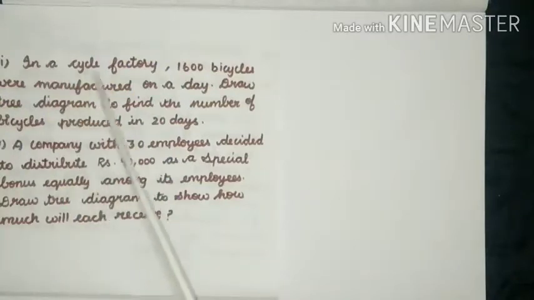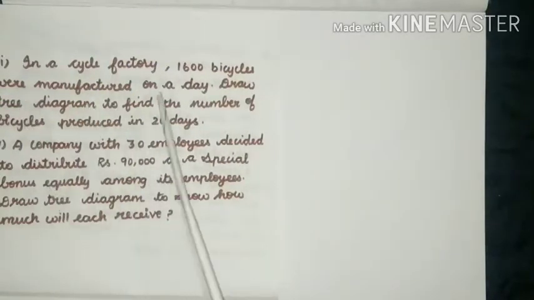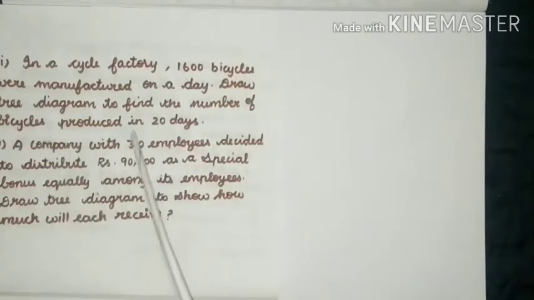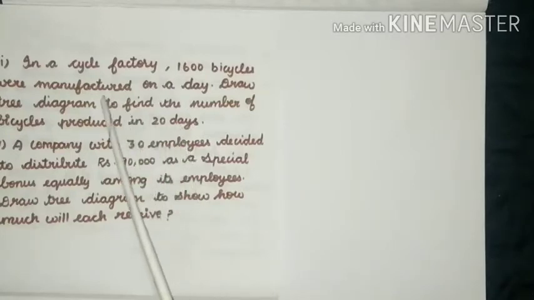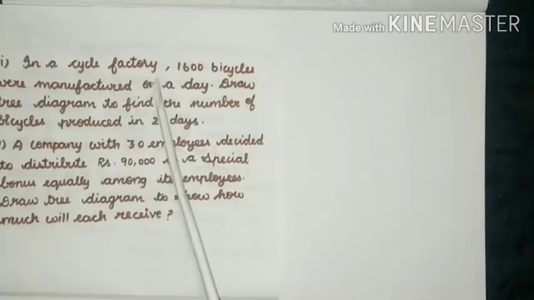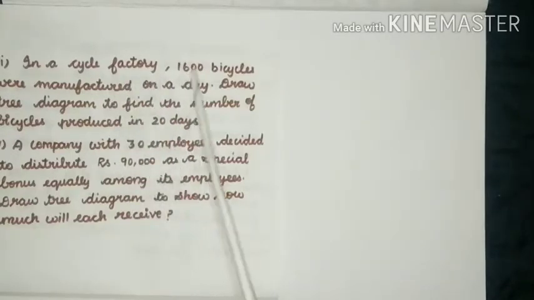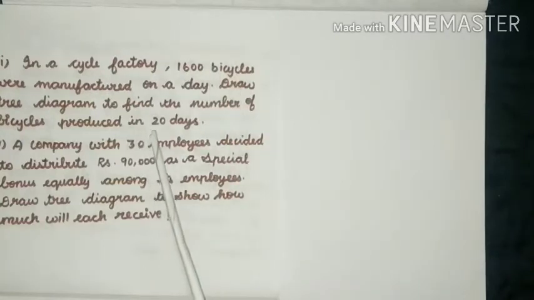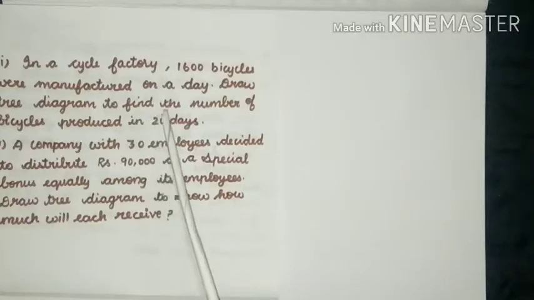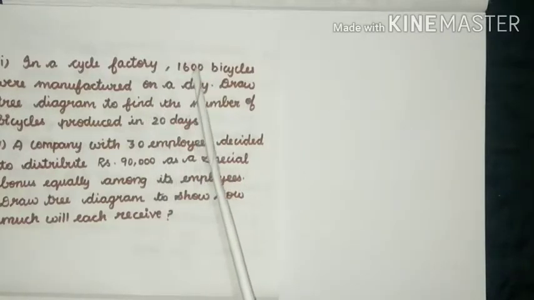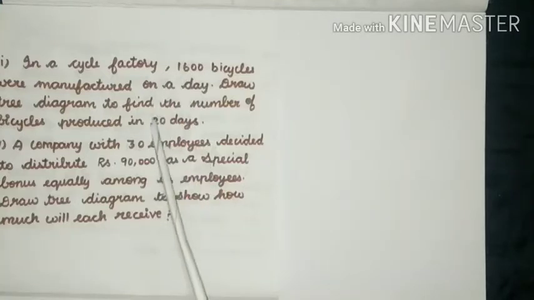Third sum. In a cycle factory, 1,600 bicycles were manufactured in a day. Draw a tree diagram to find the number of bicycles produced in 20 days. See, here the given question is, for one day they manufactured 1,600 bicycles. We have to find it for 20 days. Students, it's clear, no? One day's cycle manufacture is given, that is 1,600. We have to find it for 20 days.